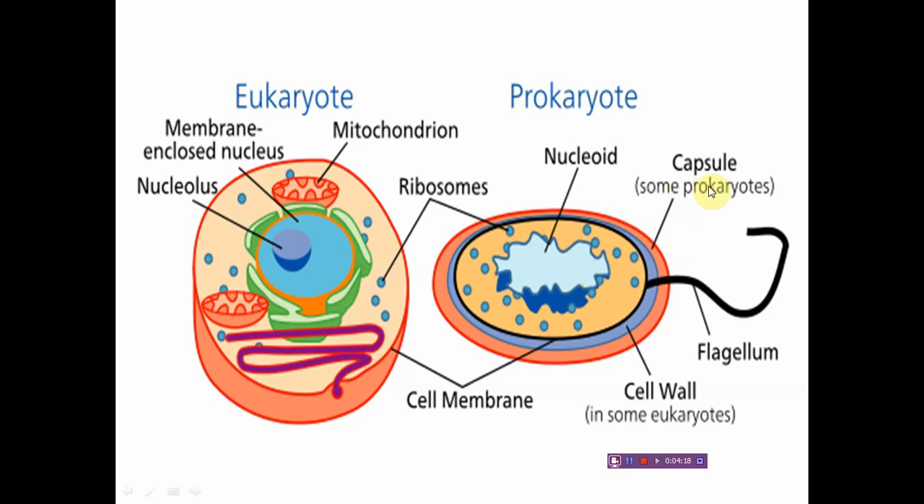Sometimes some cells also have an external layer which is called a capsule. In some cells the capsules are present. Sometimes the cells have hair-like projections which are dedicated organs of locomotion. They are called flagella. If single, it is called a flagellum. So this is about the eukaryotic and prokaryotic cells.